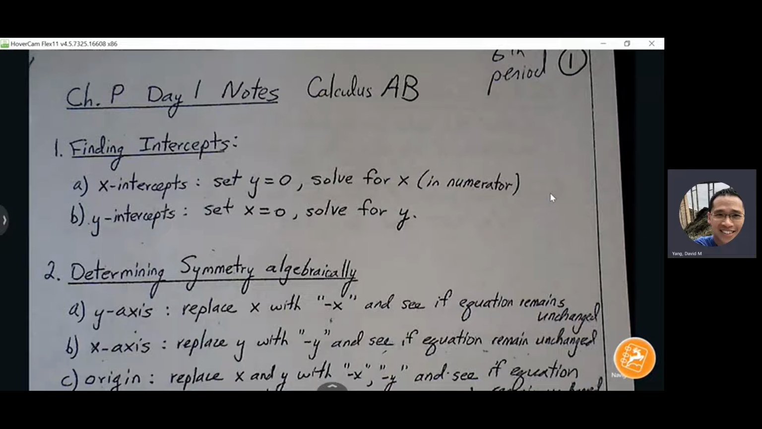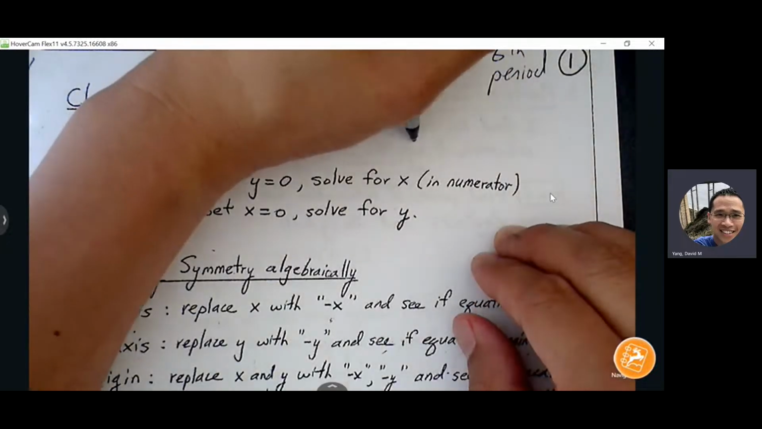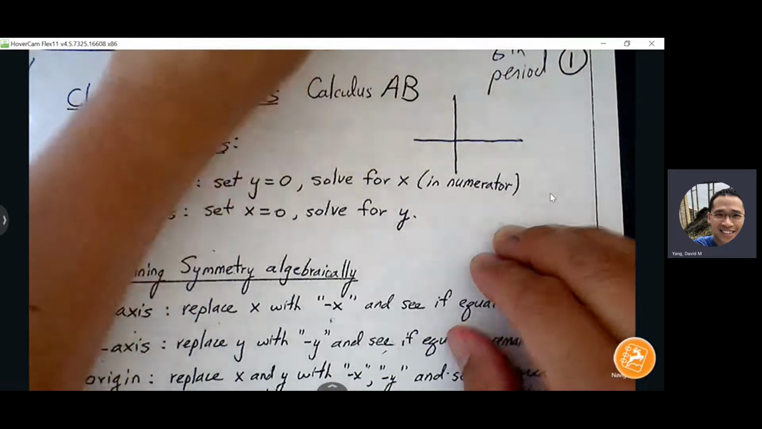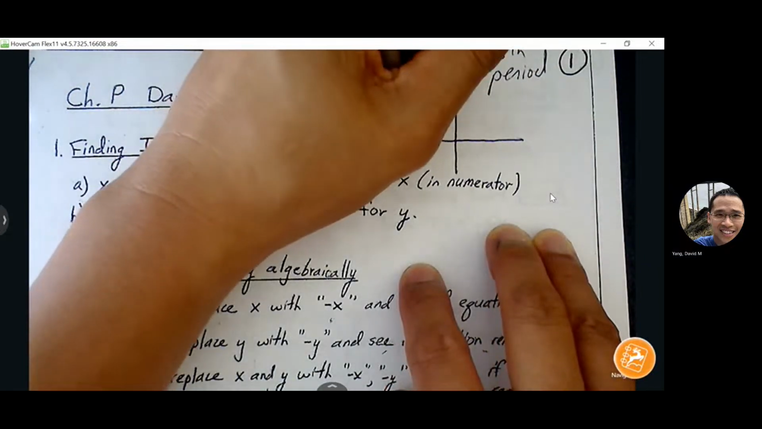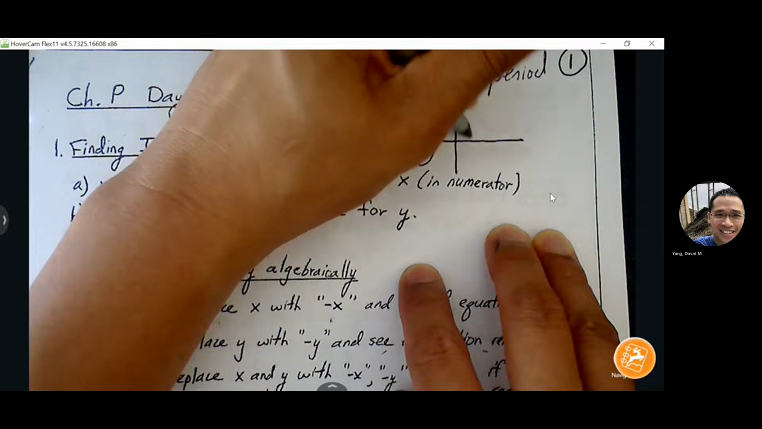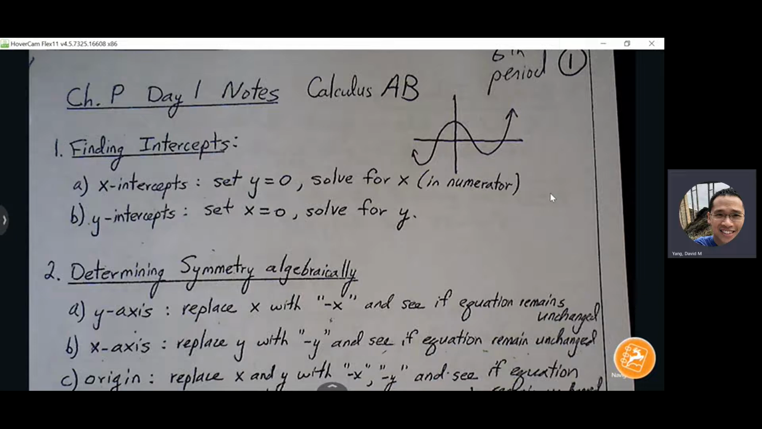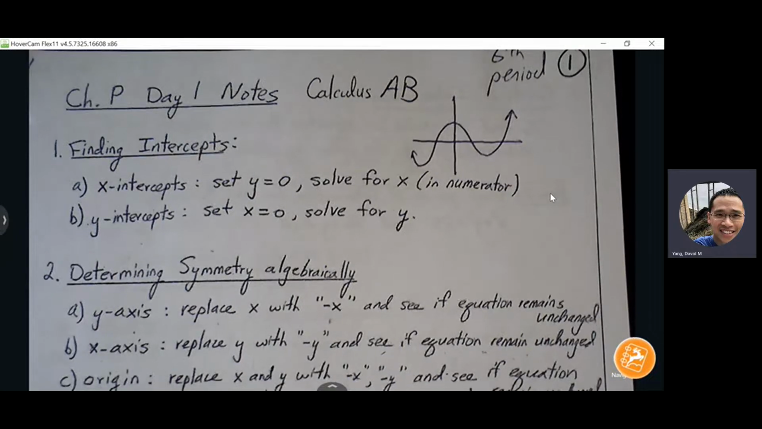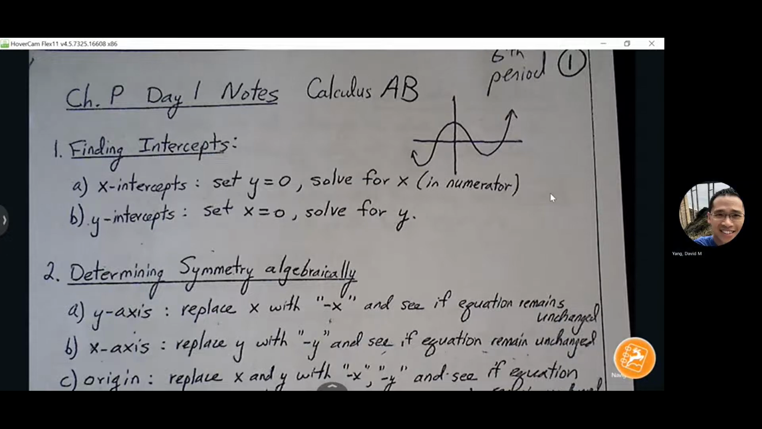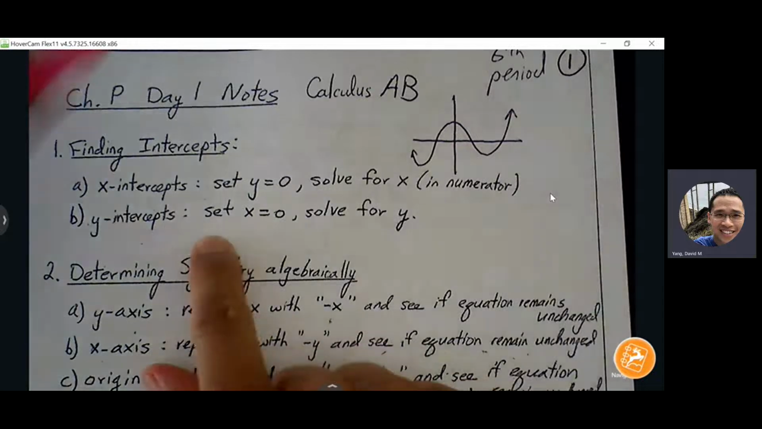Okay, so first thing, finding intercepts. So x and y intercepts, these are locations where the graph crosses the x or the y axis. I'm just going to draw a visual here. Let's say I had a graph. If I want to find the x-intercepts, those will be the locations where the graph crosses the x-axis or intersects the x-axis. I'll highlight that in red.